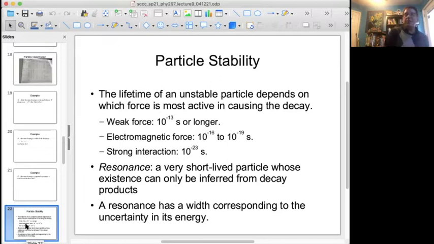And it's possible that the lifetime of a particle could be so short that we can only infer that it existed, that we can't observe it directly. And those types of particles are called resonances, where the particle is so short-lived that you can't see it, but you can infer its presence from the byproducts. And the resonance has a width, or a delta T, corresponding to the uncertainty in its energy.